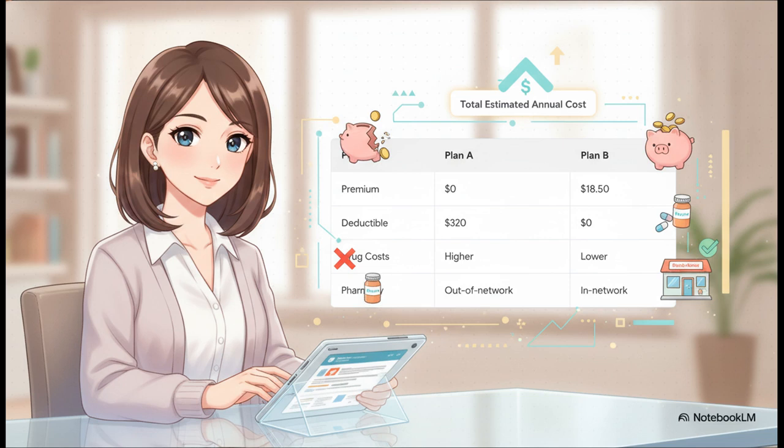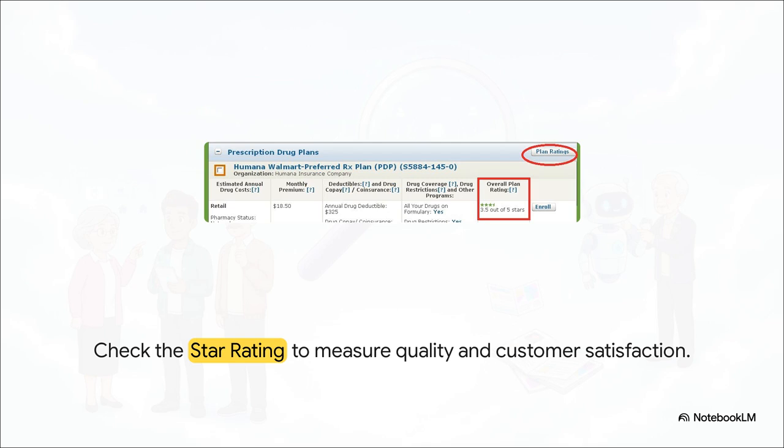The Plan Finder calculates the total estimated annual cost, clearly showing Mary that paying a small premium up front for Plan B actually offers way better long-term savings and convenience for her. But hey, cost isn't everything, right?